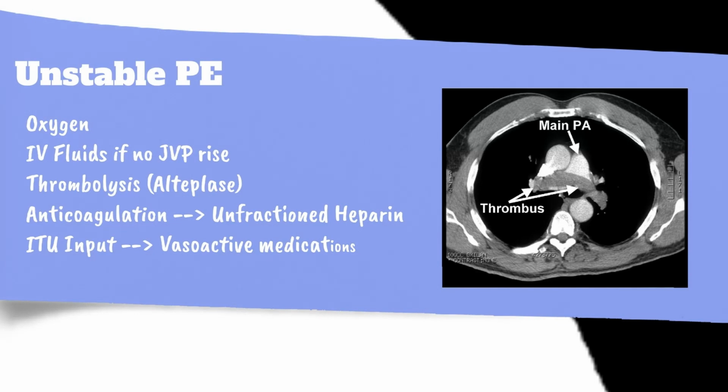We can also consider ITU support for these patients, especially if we're having difficulty managing their fluid status due to the right-sided heart failure. They can consider things such as vasoactive medications, such as adrenaline and noradrenaline, to help increase the blood pressure whilst not tipping the patient into further heart failure.